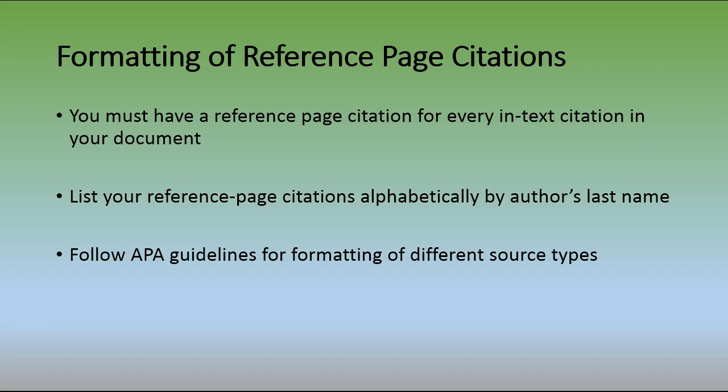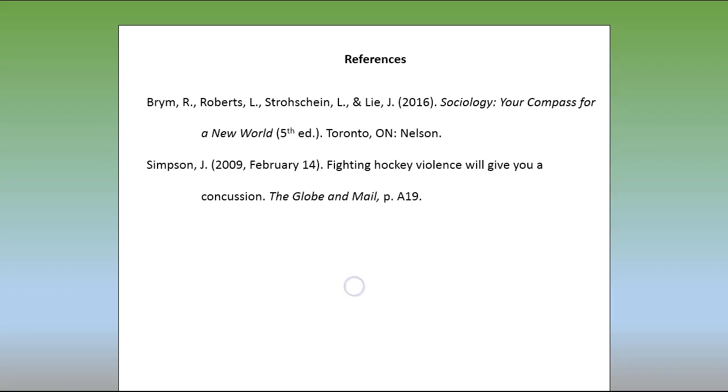So for every source that you cite in the text of your document, you must have a reference page citation for it. The list of entries on a references page is always organized alphabetically by the author's last names, and we need to very carefully follow APA guidelines for how we format different types of sources.